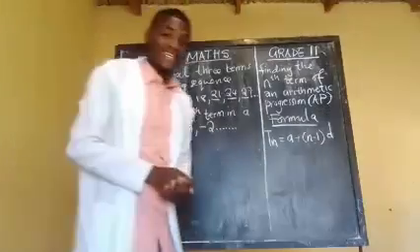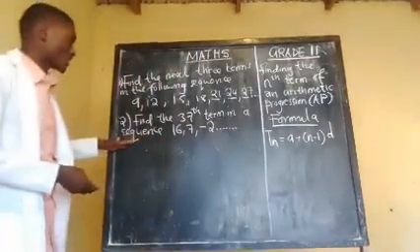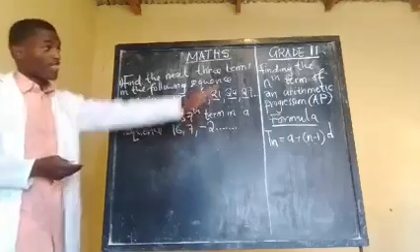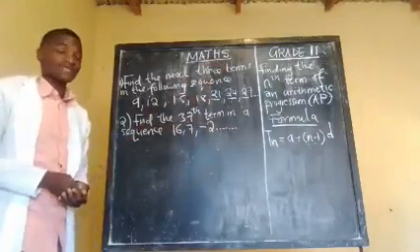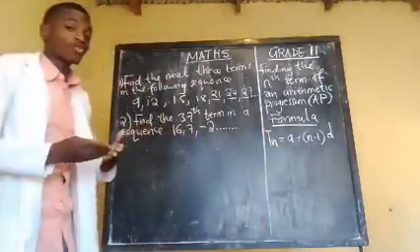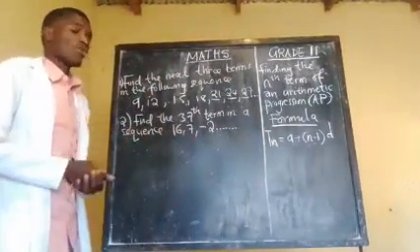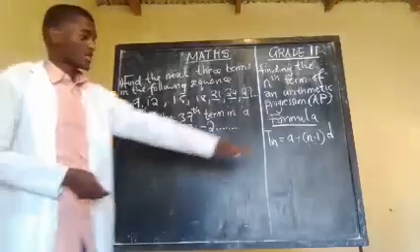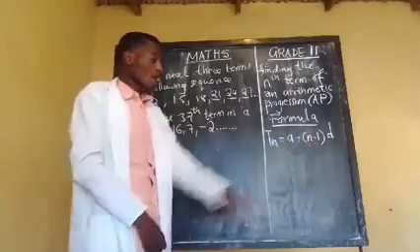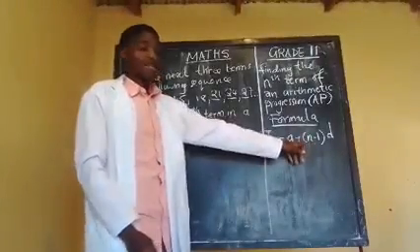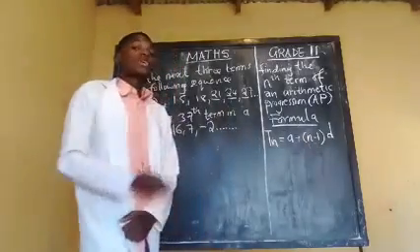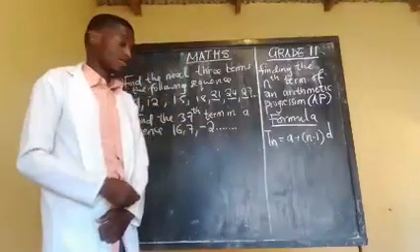Now let us pay attention as we are solving question number 2. For us to solve question number 2, there is a formula that is going to guide us. It is a formula that we use to find the nth term of an arithmetic progression. So this is the formula. We are saying T sub n is equal to a plus (n minus 1) multiplied by d. So let us get to understand what the formula means.